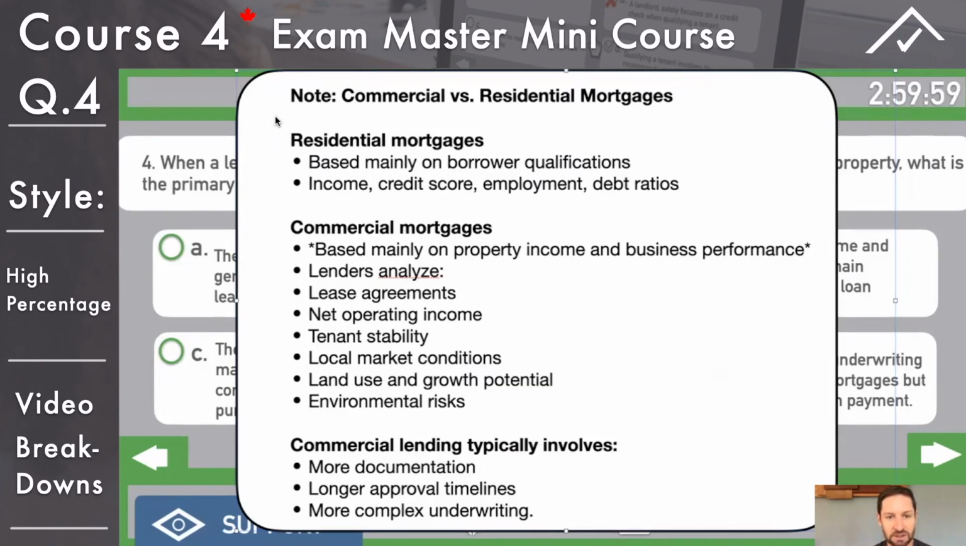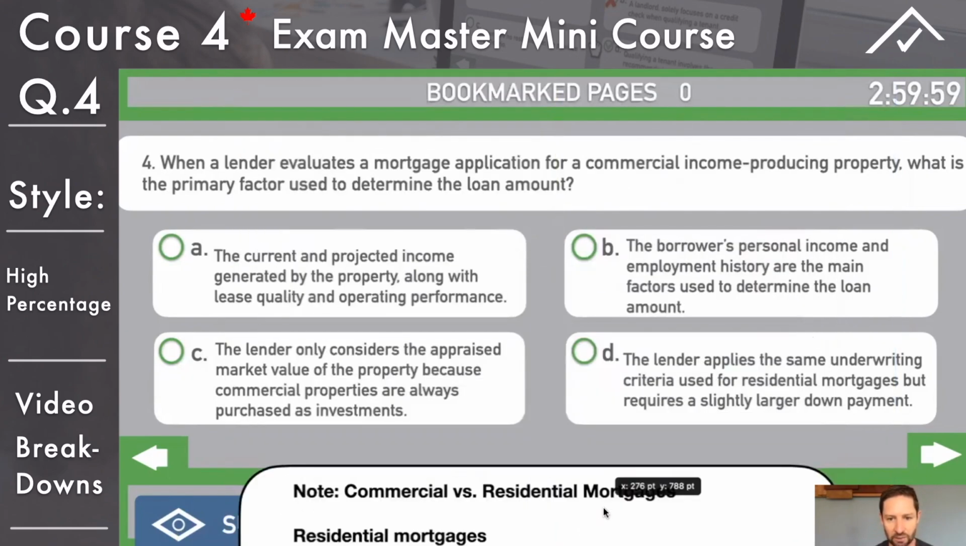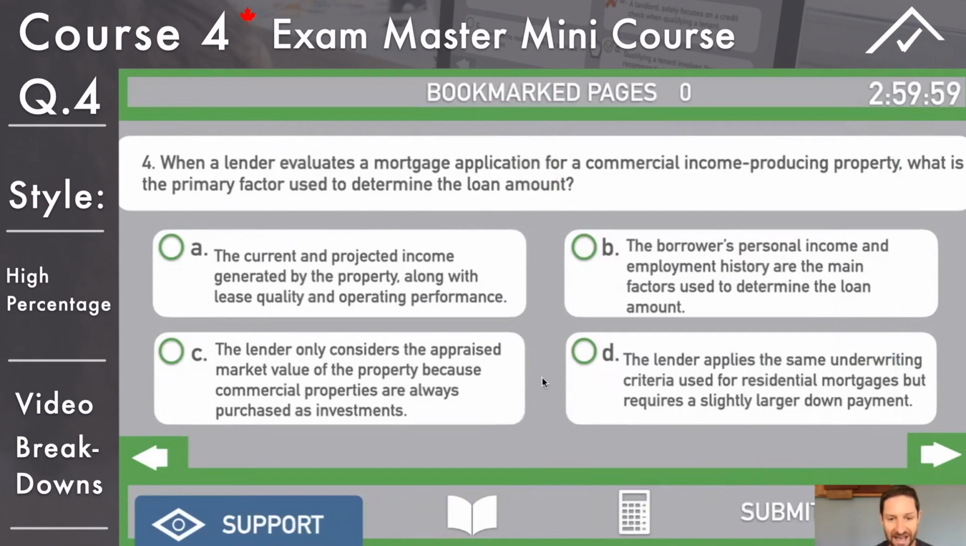Residential mortgages are based mainly on borrowers' qualifications: income, credit score, employment, debt ratios. Commercial mortgages are based mainly on property income and business performance, lease agreements, net operating income, tenant stability, local market conditions, land use and growth potential, and environmental risk. Commercial lending typically involves more documentation, longer approval timelines, and more complex underwriting. Okay, guys, A is the answer to this. Don't get confused there.